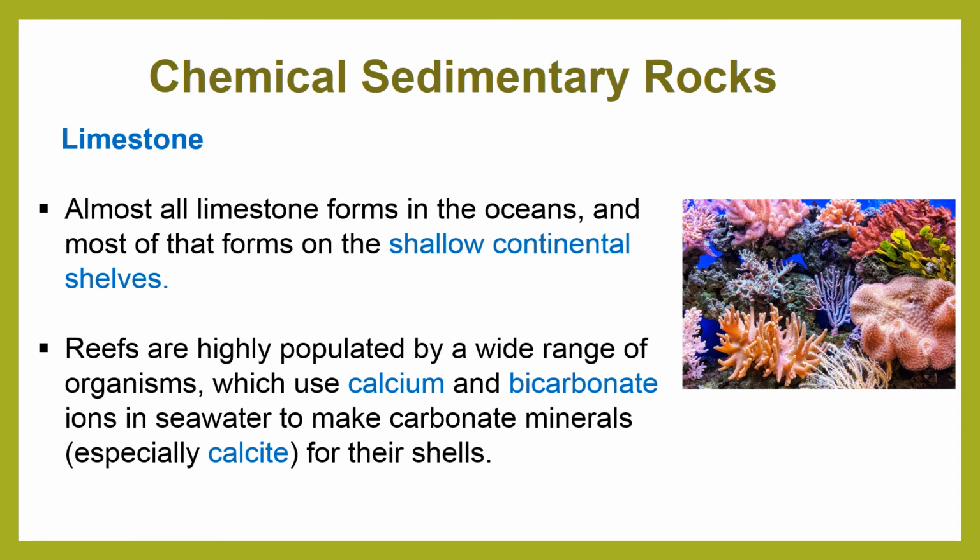You see on the right side the picture of reefs, which are highly populated by a wide range of organisms. They use the calcium and bicarbonate ions in seawater. Why do they use them? To make carbonate minerals. The famous one of the carbonate minerals is calcite. They make those minerals for their shells.